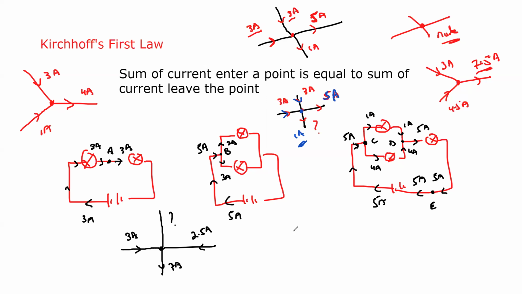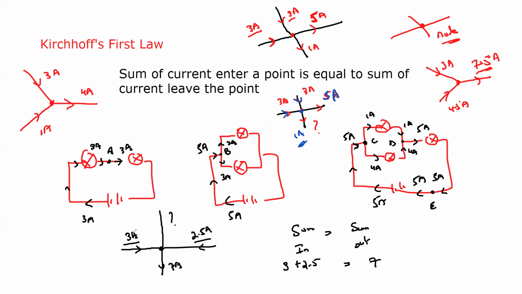According to Kirchhoff's first law, the sum of the current which enters is equal to the sum of the current which goes out. So how much current is entering? The 3 ampere is entering and 2.5 is entering, so 3 plus 2.5. And the current which is going out is 7. But both sides we should have the same value. According to Kirchhoff's first law, which is also the conservation of charge, the total charge which enters at any point must be equal to the total charge which leaves the point.